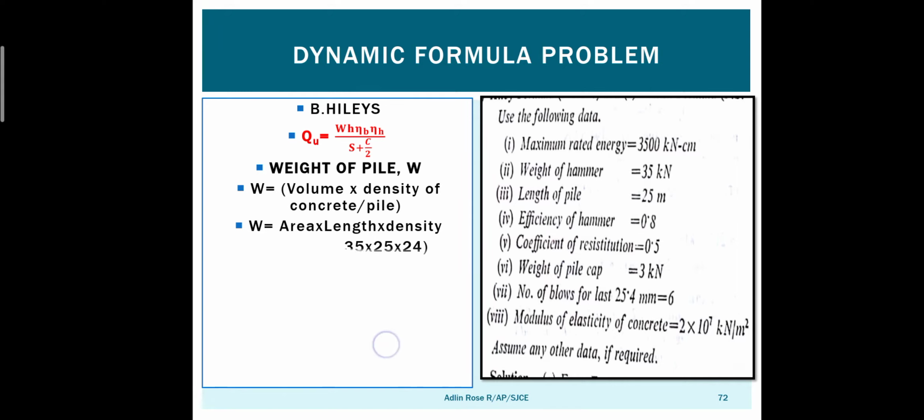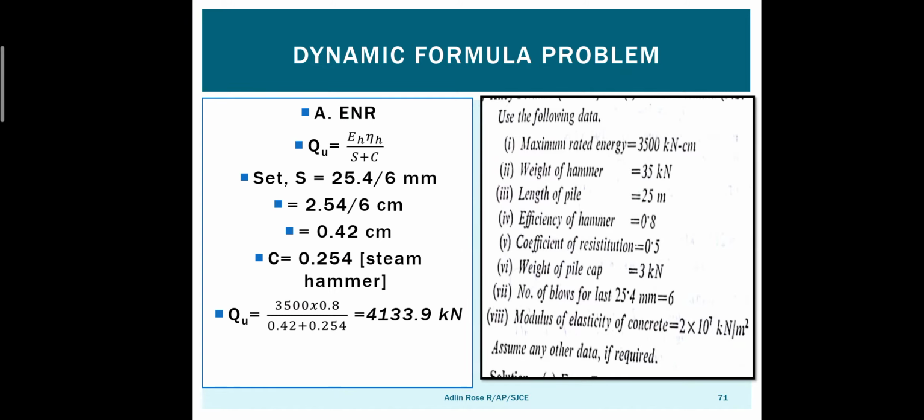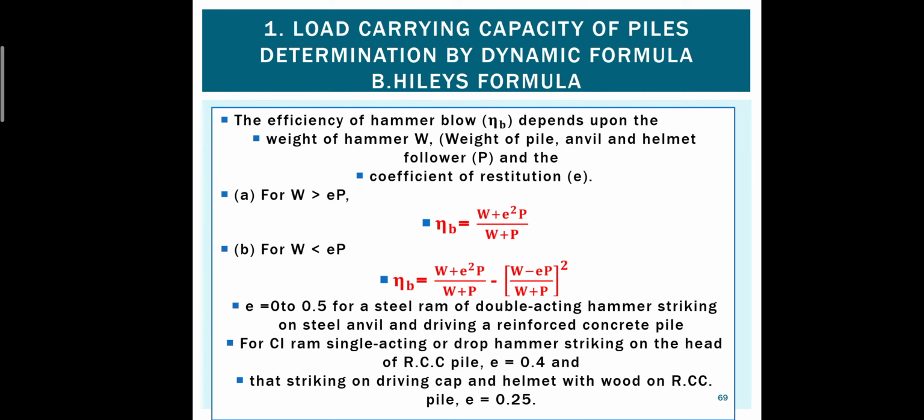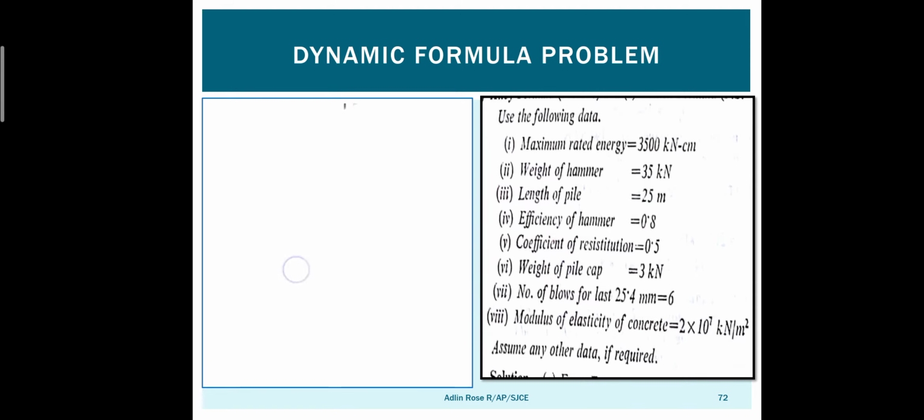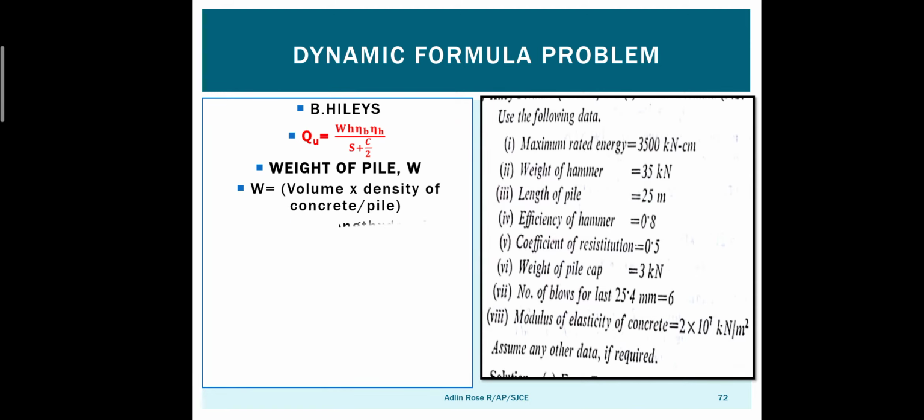Now area of the pile. For finding the area of the pile, the size of the pile was given in the question. When you see the question, you can see the size of the pile: precast concrete pile 35 centimeter by 35 centimeter. So the size of the pile is 35 by 35. Cross sectional area is going to be 35 into 35.